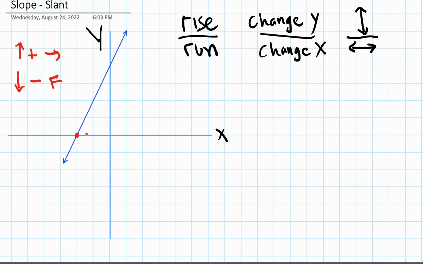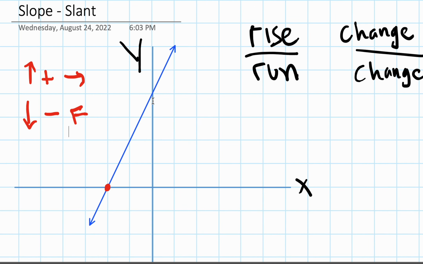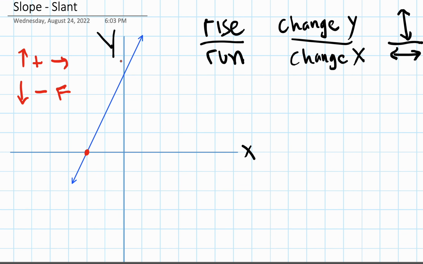When we look at a graph, we want to get a point. Sometimes they give you the point, but we want to make sure it's a spot touching a corner on the coordinate. So right here or right here. We can't use a spot like this because it's not touching a corner of the box.